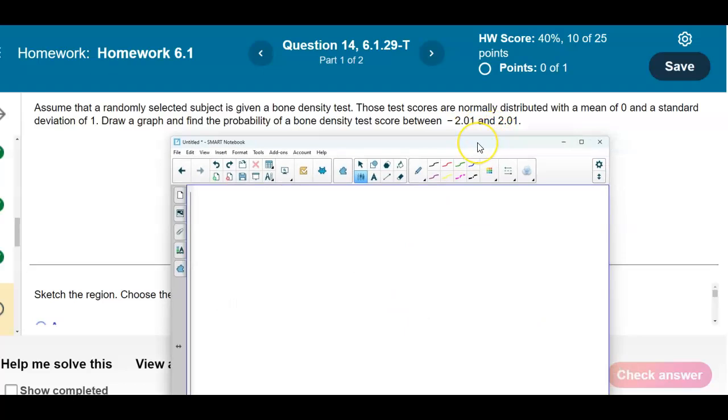So, first thing you want to do is draw the bell curve. Drawing the bell curve with the standard normal distribution tells us that we have a mean of 0 and again a standard deviation of 1. So therefore here is the mean of 0. And so we want to find the probability in between those two z-scores.